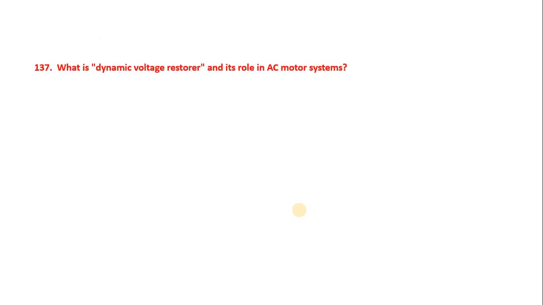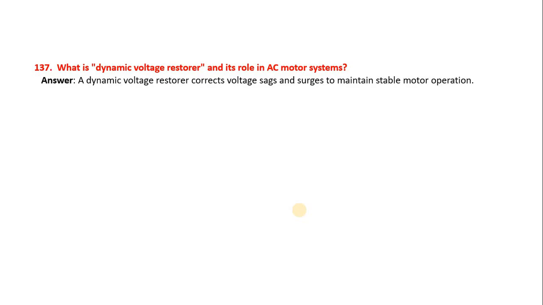What is the dynamic voltage restorer and its role in AC motor systems? A dynamic voltage restorer corrects voltage sags and surges to maintain stable motor operations.